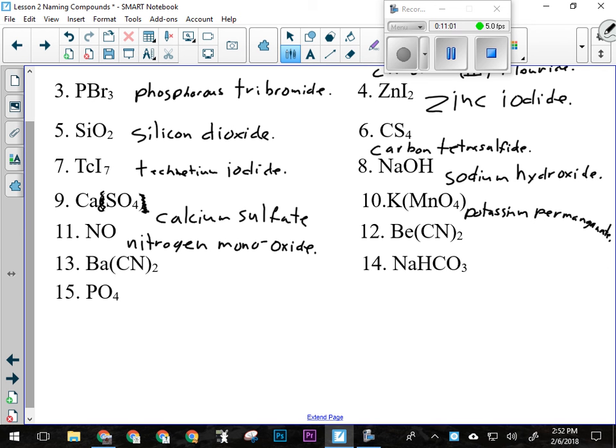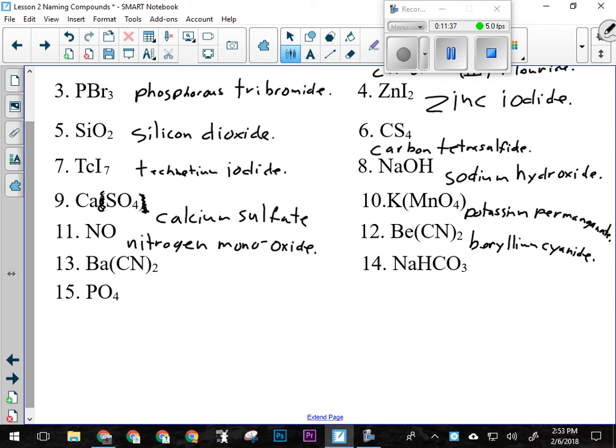How many people have done 12? All right, let's look at that one too. So number 12, I've got beryllium and then a polyatomic ion. And this polyatomic ion is cyanide, highly poisonous. Cyanide, basically with anything, is a very poisonous substance. So this stuff will be beryllium cyanide. It's an ionic compound, so we don't use prefixes, right? All right, this stuff here, very similar, except instead of beryllium cyanide, this is going to be barium cyanide.